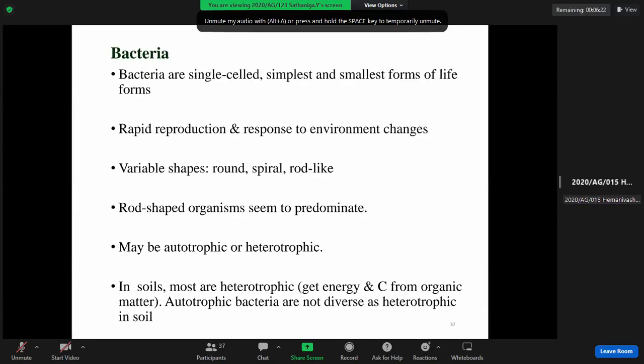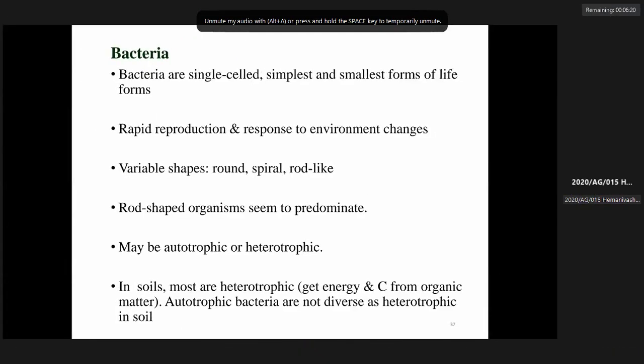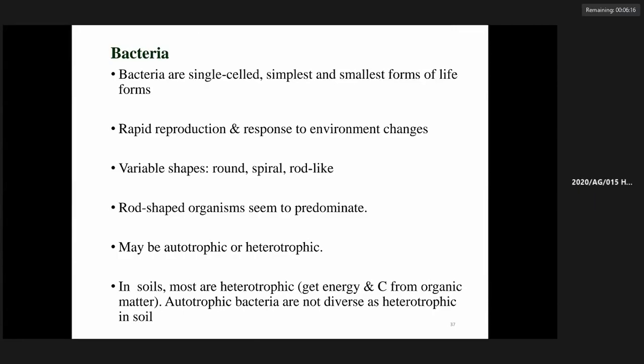Next, we want to see the bacteria. Bacteria are single-celled, the simplest and smallest form of life forms. They show rapid reproduction and response to environmental changes. Bacteria have variable shapes: round, spiral, and rod-like shapes. The rod-shaped organisms seem to predominate.